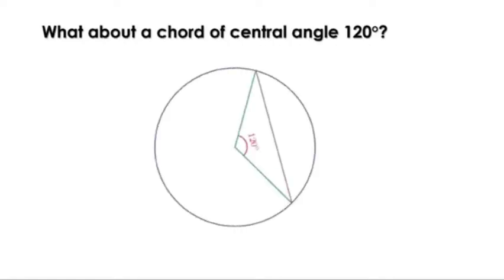What about chord of central angle 120 degree? If the central angle is 120 degree, then how to find length of that chord? As central angle increases, length of the chord also increases. We want to find length of this chord. Central angle is 120. We have to find length of this chord. How to find? For that, draw a line from the center to the chord.